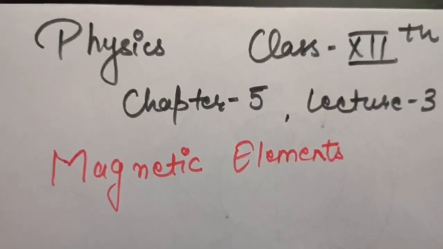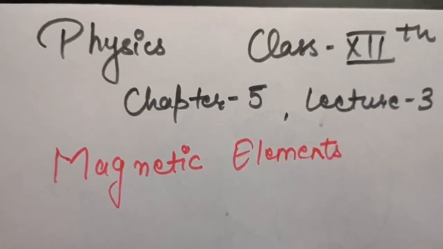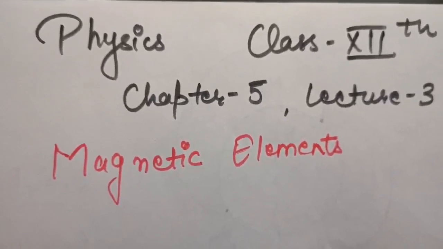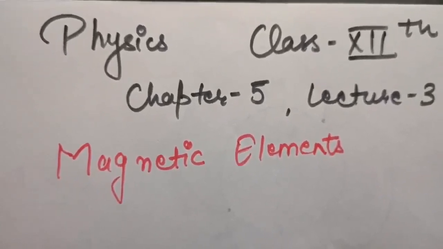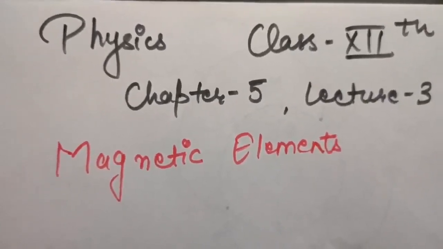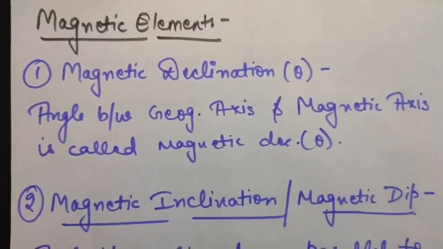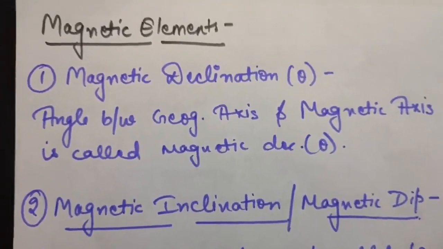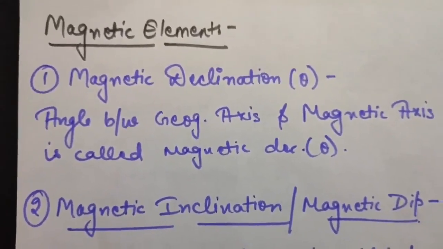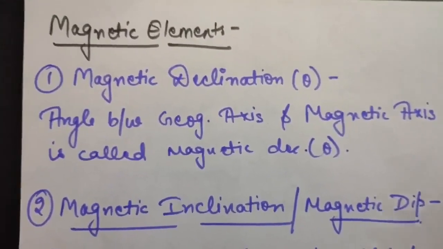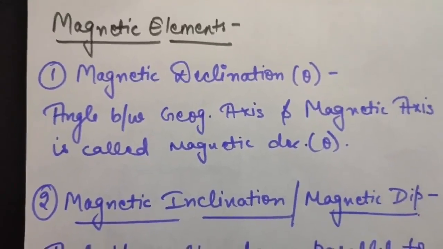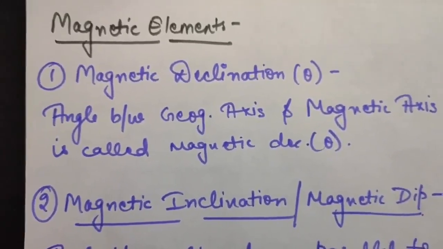Good morning, students. This is physics class 12th, chapter number 5 and lecture number 3. In this lecture we'll be studying magnetic elements. To start with, we have three magnetic elements: magnetic declination, magnetic inclination or magnetic dip, and the horizontal component of Earth's magnetic field. We will be studying them one by one.